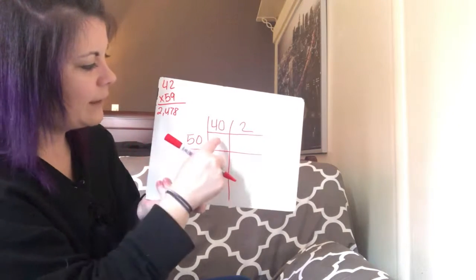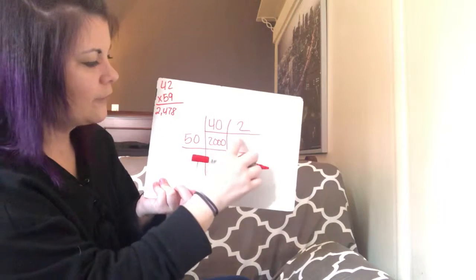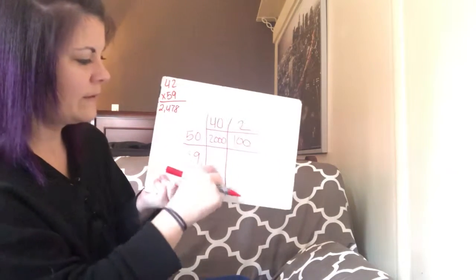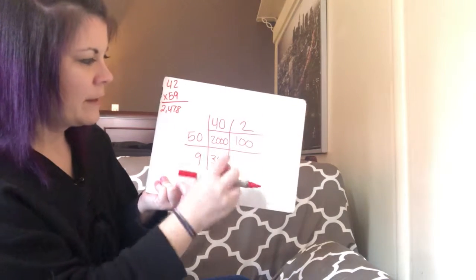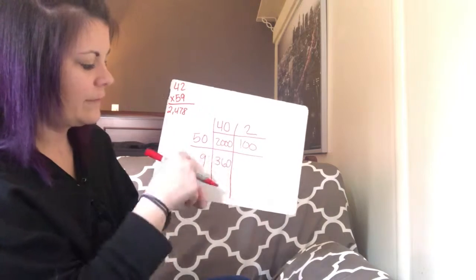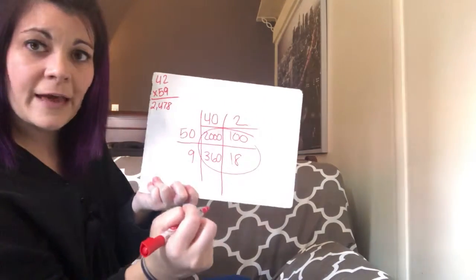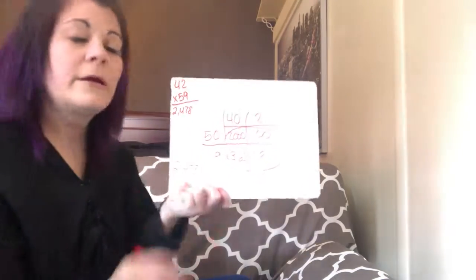So you have 50 times 40 goes in this square, which was 2,000. In this square, it's 2 times 50, which was 100. In this square, it's 40 times 9, which is 360. And then in this square, 2 times 9, which is 18. And then you add all of those together. And then you get 2,478 as well. And this is how you multiply whole numbers.